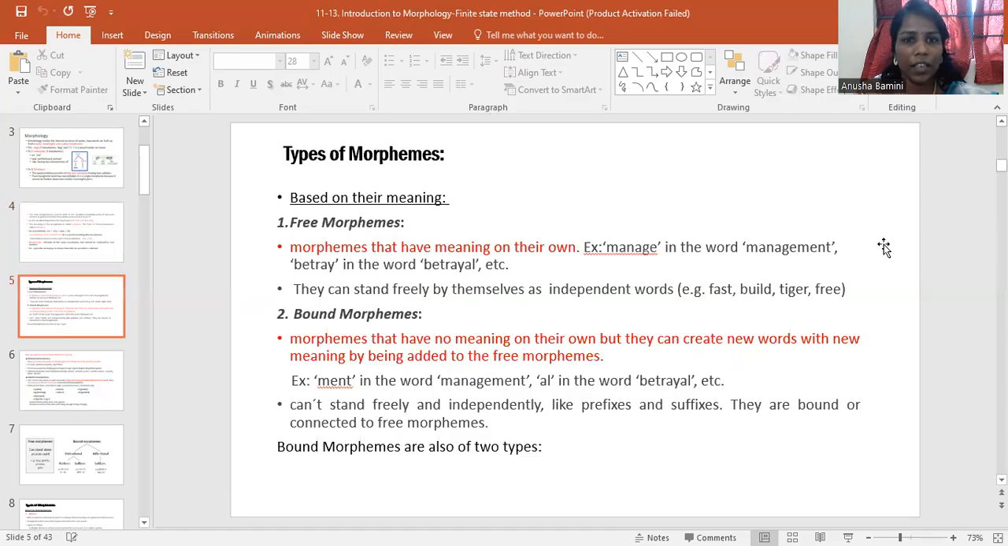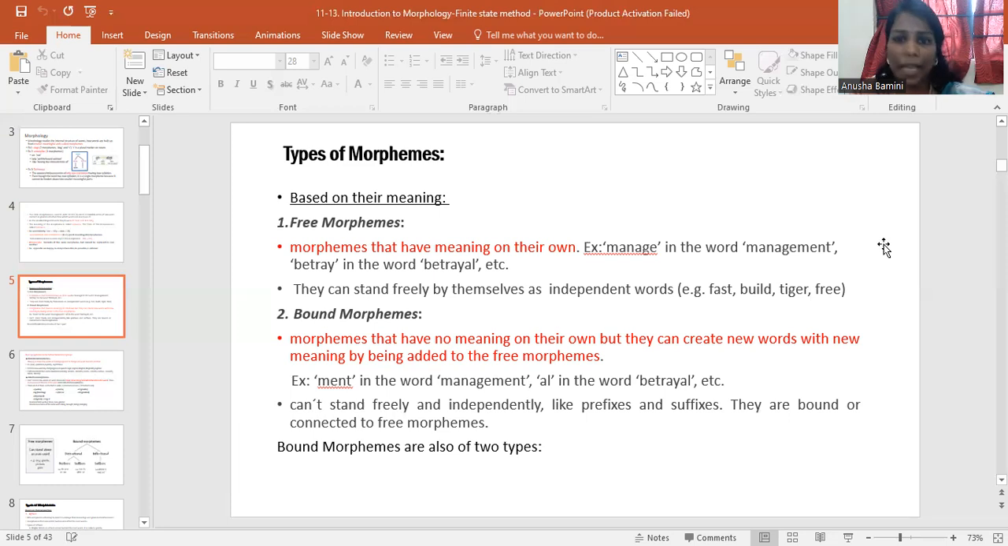Then, based upon the meaning of the morphemes, we can divide morphemes into types. For meaning, it can be divided into two types: free morpheme and bound morpheme. First, the free morpheme. Free morphemes are morphemes that have meaning on their own. There is no need to add additional letters before or at the end of the word. Such words are called free morphemes.